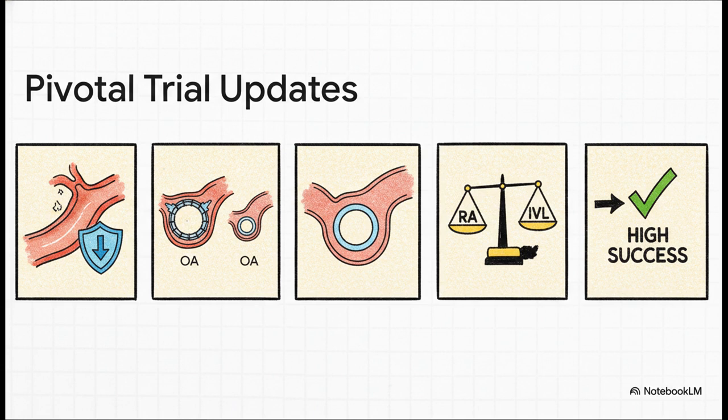Now, on the other hand, Rollercoaster Eptic 22 establishes that IVL is actually non-inferior to RA for stent expansion. And finally, the dual prep registry gives a big thumbs up to a sequential strategy, image-guided RA followed by IVL, showing really high procedural success.